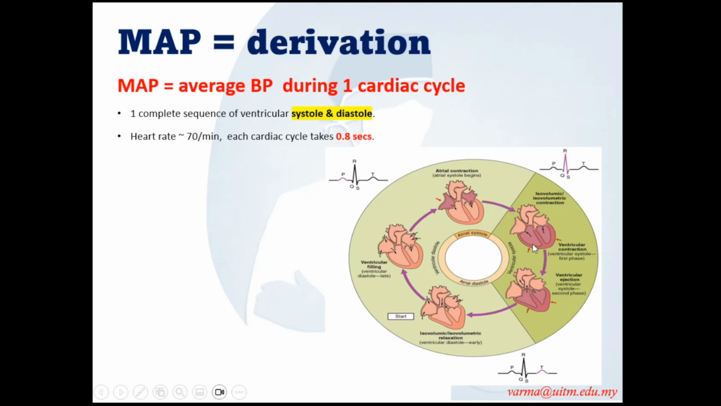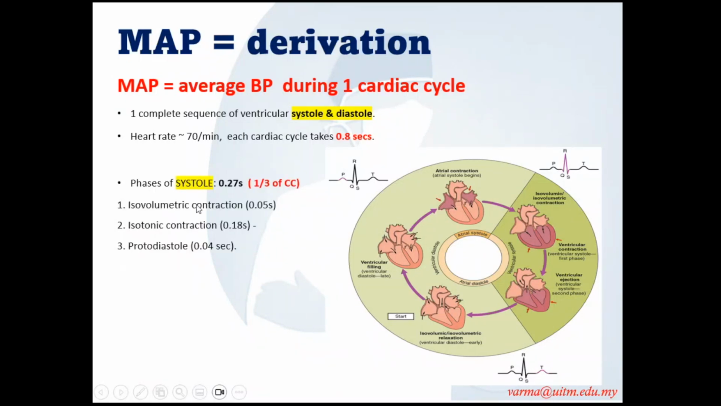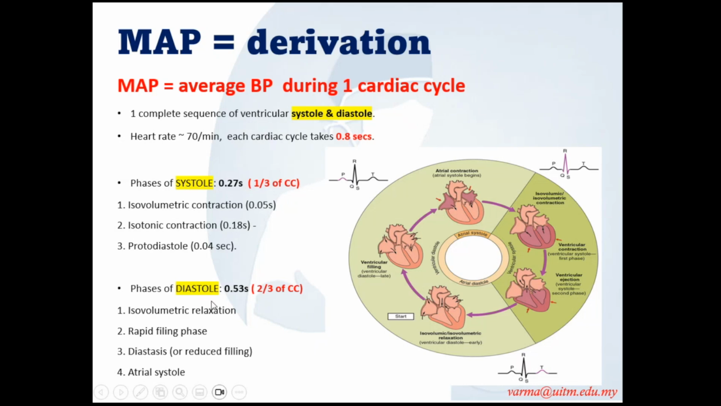That's for another day. So 1/3 is your systole, 2/3 is your diastole. So what are the phases? Phases of systole: you have isovolumetric contraction, isotonic contraction, protodiastole. It only comprises 0.27 second, which is 1/3 of 0.8 second. So 1/3 of the cardiac cycle is your systole phase, and diastole comprises 0.53 second, which contributes 2/3 of the cardiac cycle, which has 4 phases here.